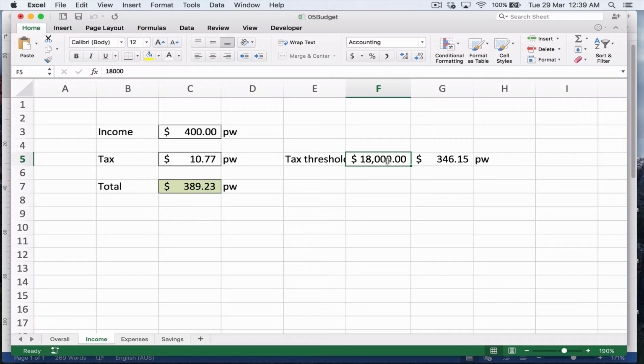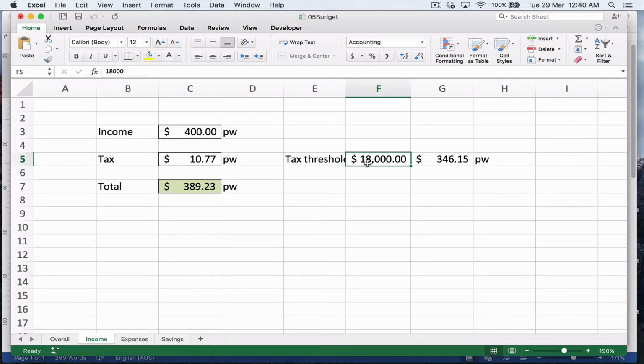So currently our tax-free threshold is $18,000. If you earn $18,000 or less, then you don't pay any tax. If you earn more than that, up to about $50,000, and you can look up the tax thresholds online if you want yourself, but basically, if you're earning more than $18,000, then you have to pay 20 cents on the dollar for every dollar you earn above $18,000.